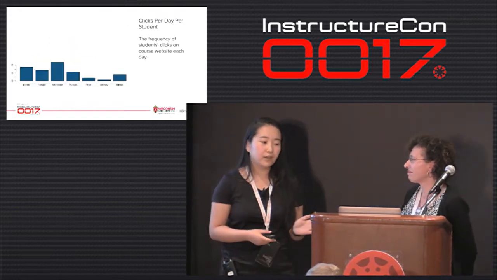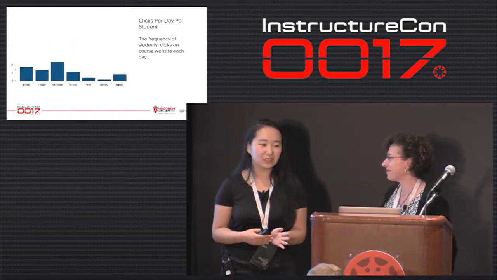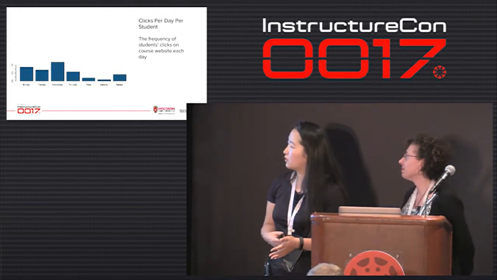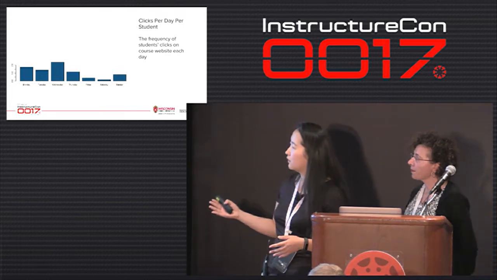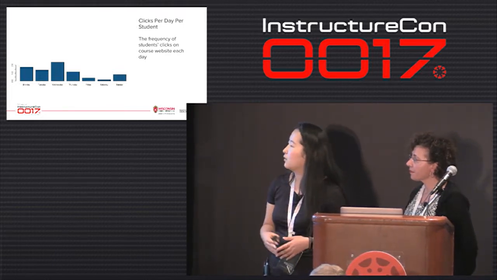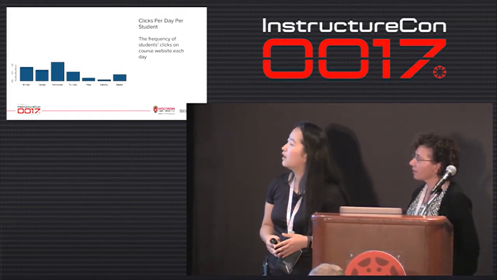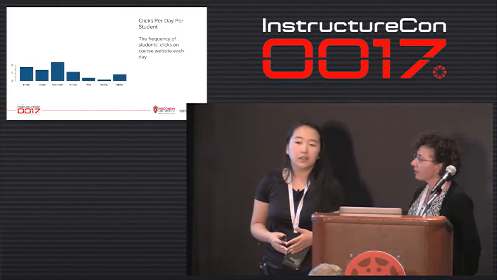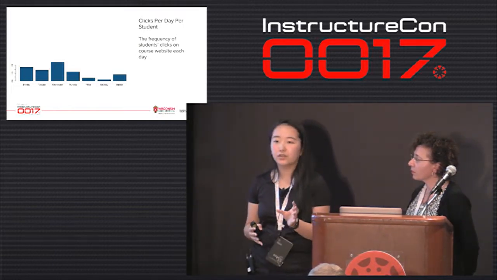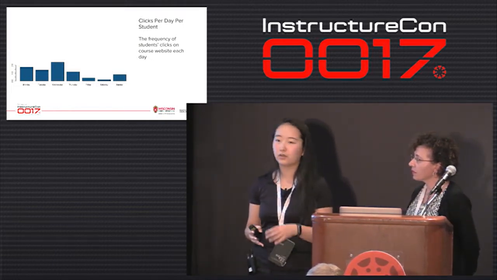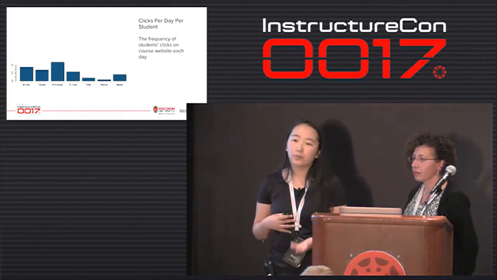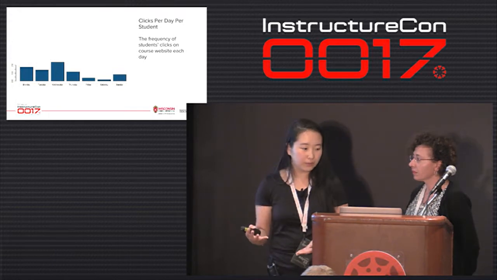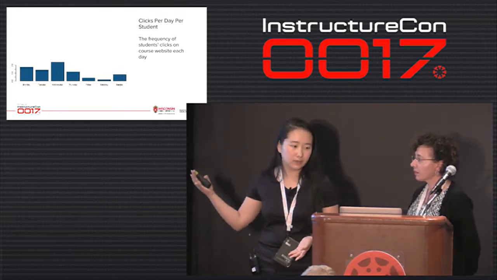The last graph that we included is the clicks per day per student. So this shows instructors what days their students are the most active on their course website. So in this case, the students are the most active on Mondays and Wednesdays. It could be because that's when the course sessions are held, whether in class or online, and students are following along with the instructor on the course website, and that's why they're making those clicks.